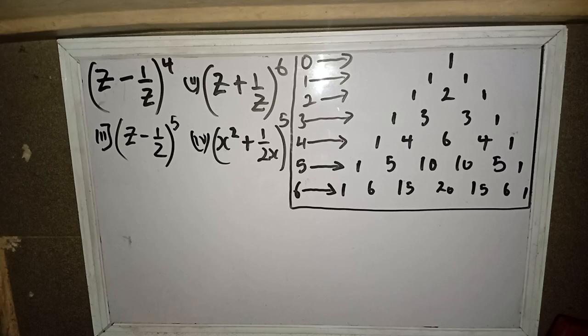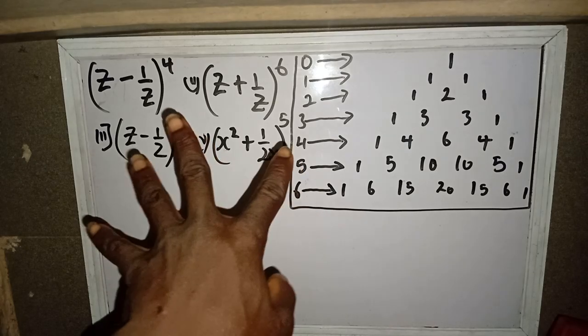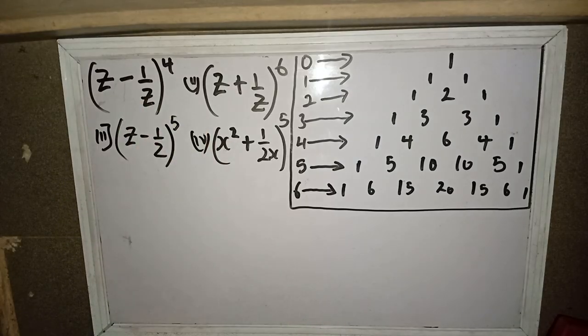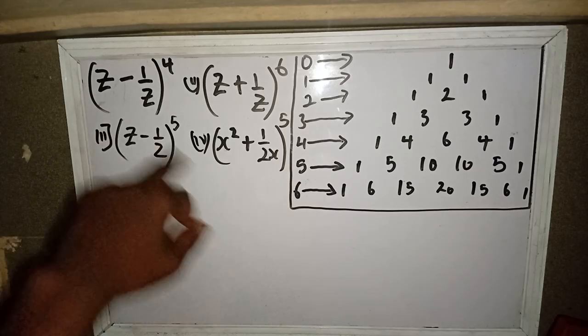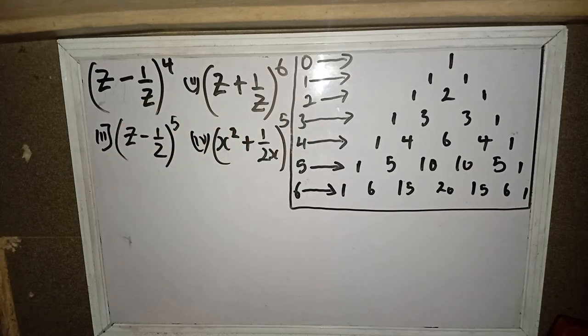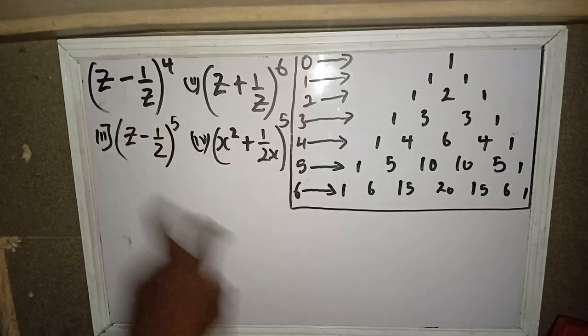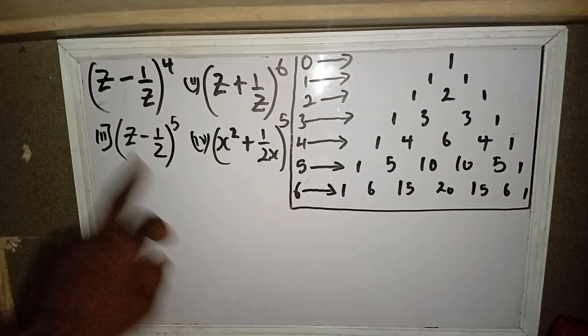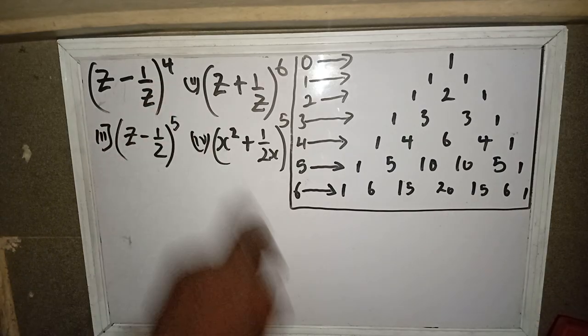Hello guys, I want to teach you a very effective way of doing expansion with a combination of binomial and Pascal's triangle. Very effective. So now let's start with (z - 1/z)^4. I am deliberate about all this because of the aspect of complex numbers that you will need very well.